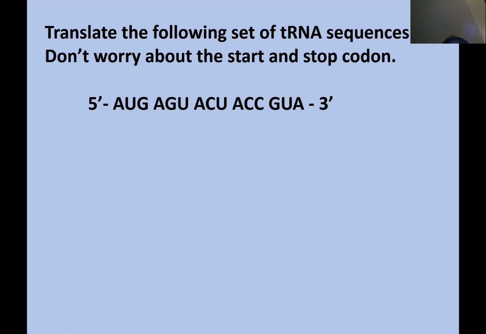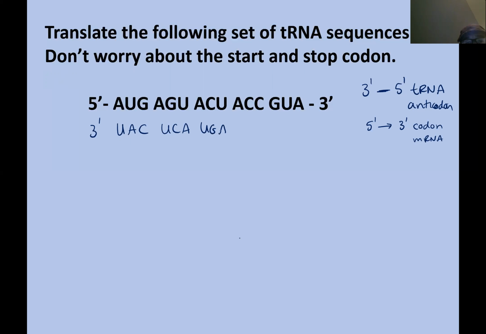Translate the following set of tRNA sequences. All right, so remember that tRNA is read 3' to 5'. That's the anticodon. And it base pairs 5' to 3' for the codon of the mRNA. I probably shouldn't draw the arrow that way, it's confusing. So the first thing we have to do is our base pairing, right? So it would be UAC, UCA, UGA, UGG, CAU. But this is backwards.